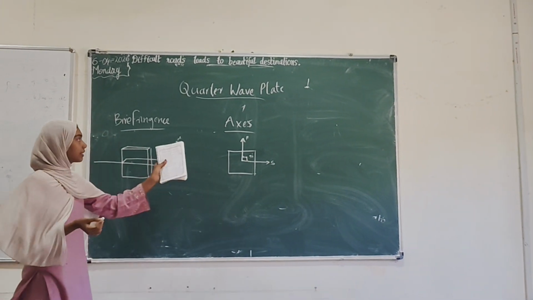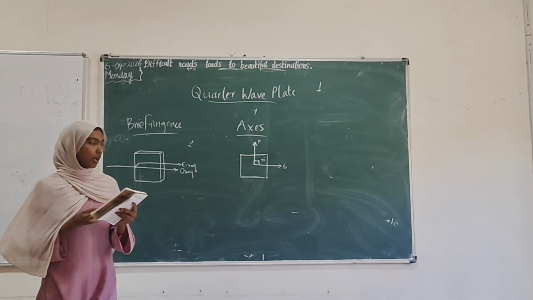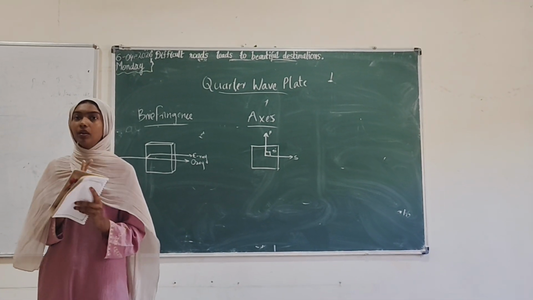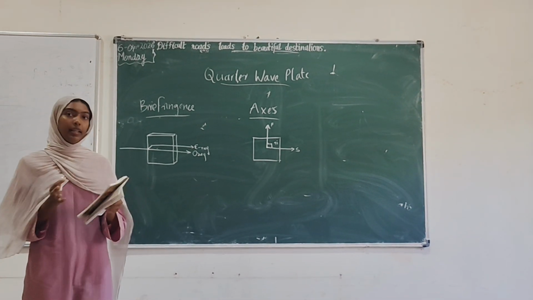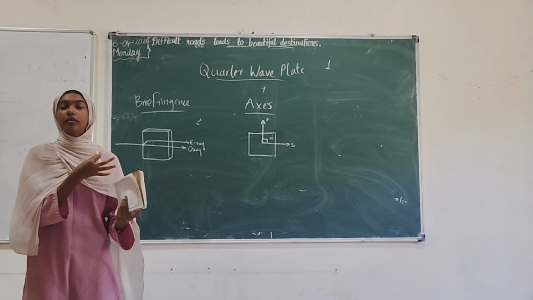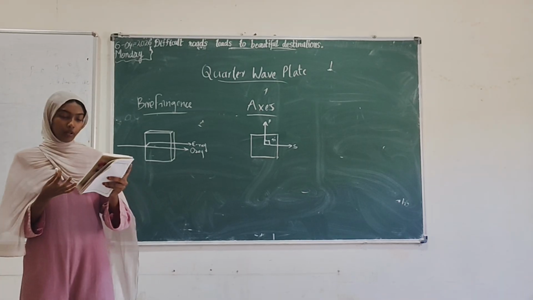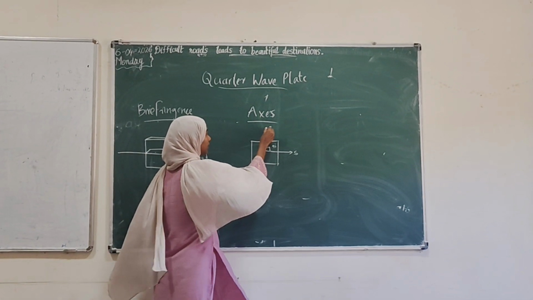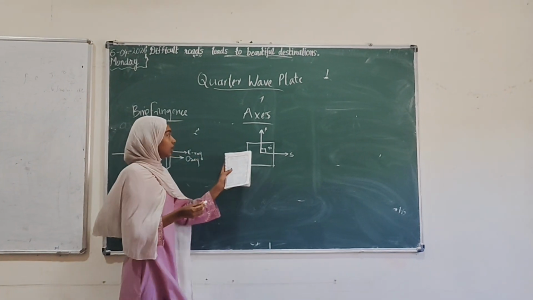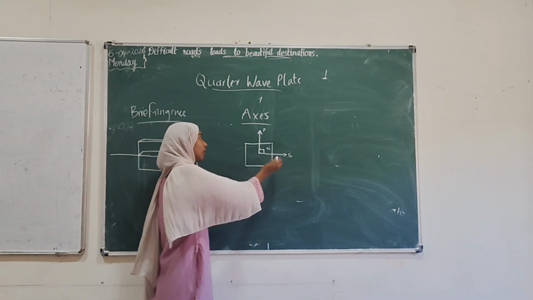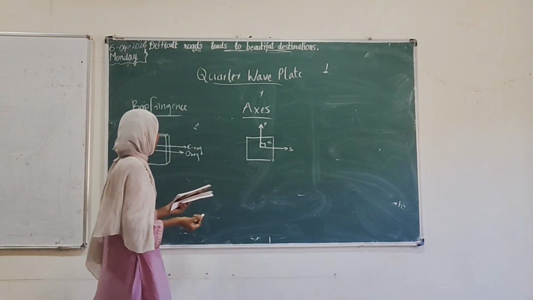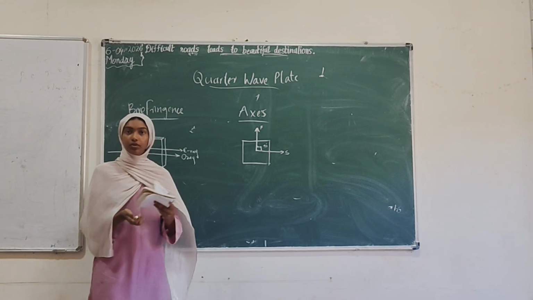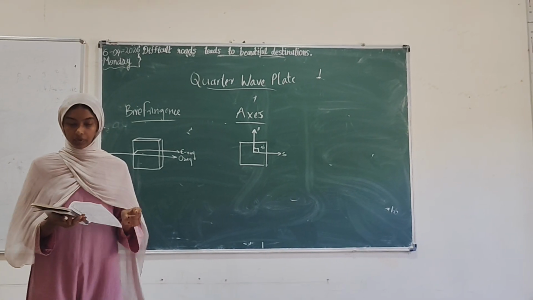And why the axis? Axis means the crystal is actually anisotropic. That means it is not the same in all directions. The light acts differently in different directions and at different speeds. So along the fast axis, the light will move very fast, and along the slow axis it will lag behind. And the delay difference will be pi by 2, that is 90 degrees.